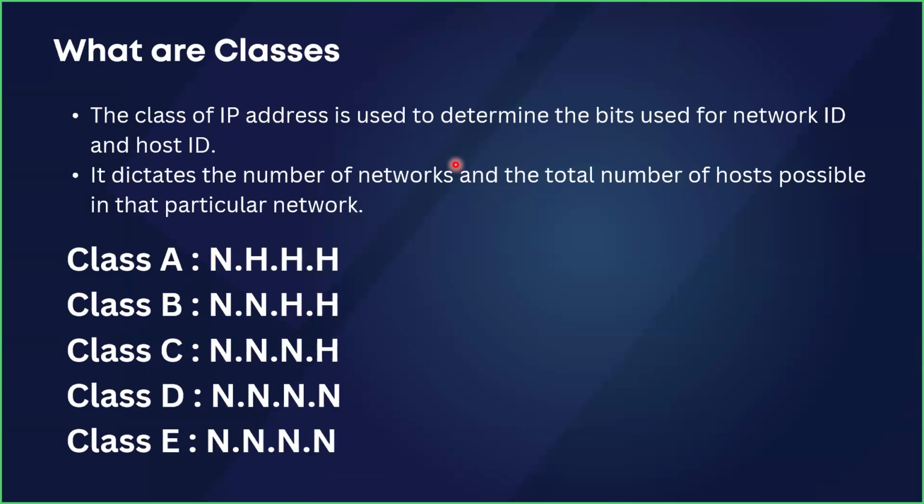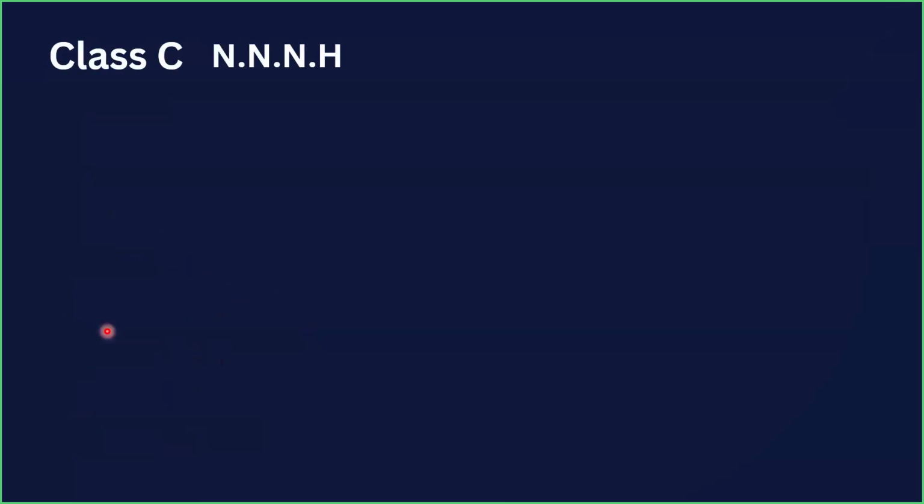But what do I mean by this network and host portions? As you're going down the line, network portions are increasing in number. Class A has 1 network portion. Class B has 2 network portions. Class C has 3 network portions. Class D and Class E have all network portions. But what are these network and host portions? To understand this, let's take the example of class C first, which has 3 network portions and 1 host portion.